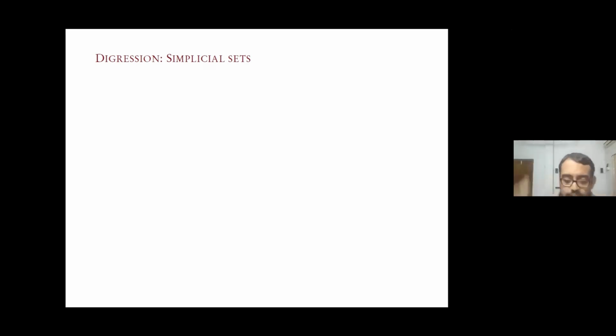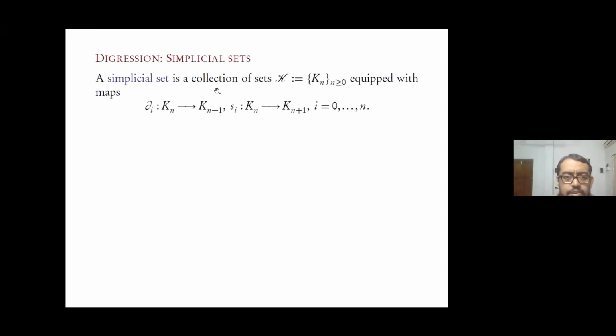So I'm just going to briefly say what it is. If you have seen it, then you already know it. If you haven't, then me writing down all these relations that a simplicial set satisfies is not going to be very illuminating. But let me briefly say what it is. A simplicial set is a collection of sets, script K, which is a collection of sets K_n, n indexed by non-negative integers, equipped with a collection of maps. For each n, you get these maps del_i from K_n to K_{n-1}, and for each n, you get these maps s_i from K_n to K_{n+1}. So there are n plus 1 maps going from K_n to the top thing, and there are n plus 1 maps going from K_n to the bottom thing.